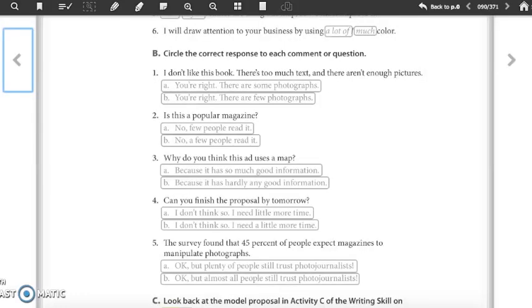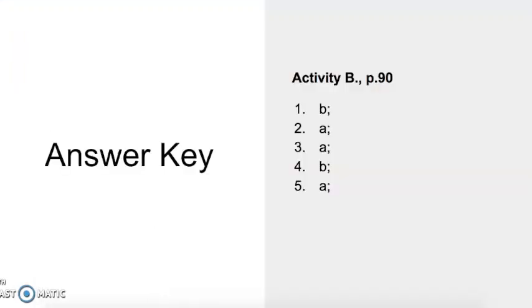Okay, I want you to come back to the book, page 90, and look at Activity B. This time, I want you to circle the correct response to each comment or question. Pause the video while you complete this exercise. Thereafter, the answer key will be provided. Here is the answer for Activity B, page 90. Pause the video while you check your answers.